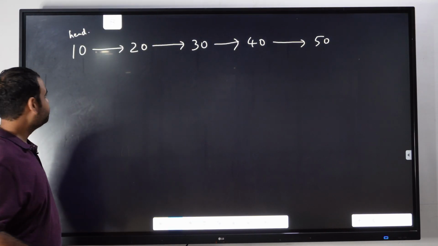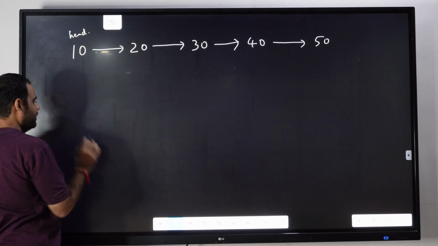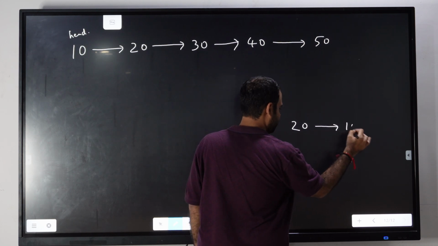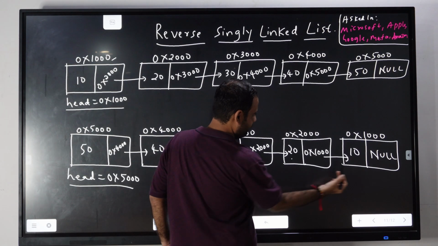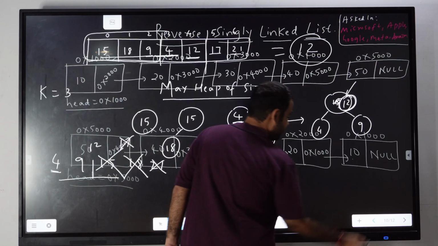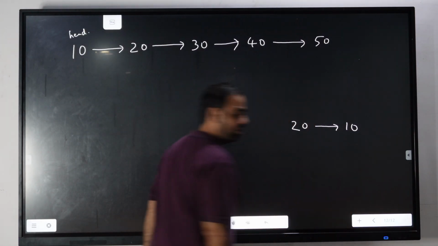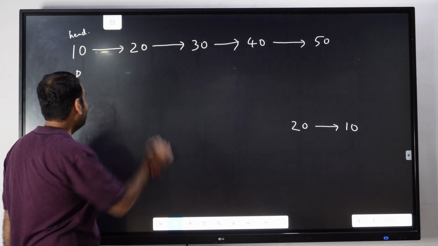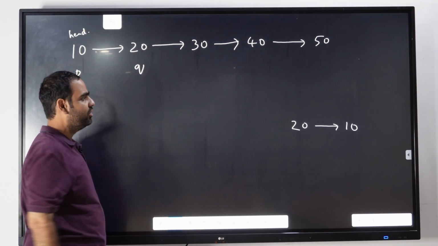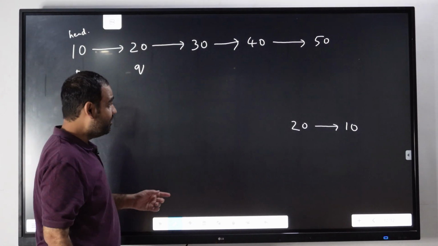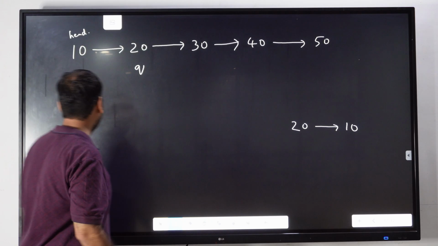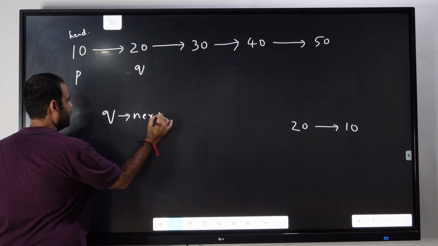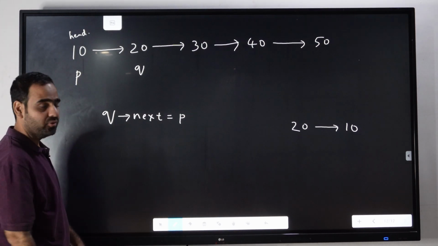Suppose this is the list given. Now what do we do? We know that after we reverse, 20 is pointing to 10. Please see that. After we reverse, 20 points to 10. Therefore we need a pointer to 10, let us call it P, and we need a pointer to 20, let us call it Q. And we want to make 20 point to 10. How do I make 20 point to 10? I can write it as Q arrow next is equal to P.